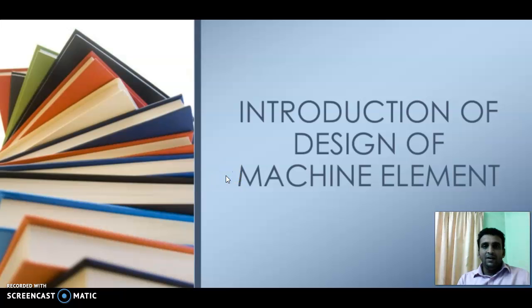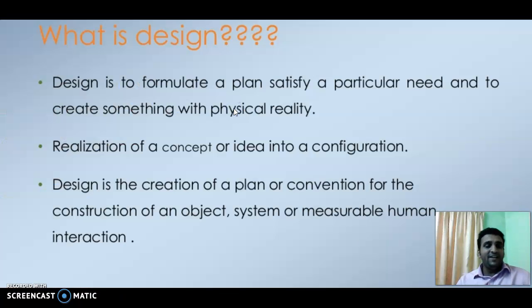Hi students. In this section I will try to explain the introduction of design of machine elements. We can study what is a design. We are already aware of the term design, but just understand it once more or familiarize your ideas. That is, design is to formulate a plan, satisfy a particular need and to create something with a physical reality.